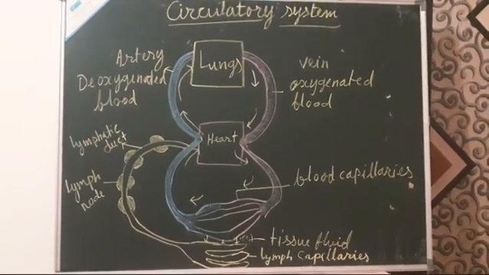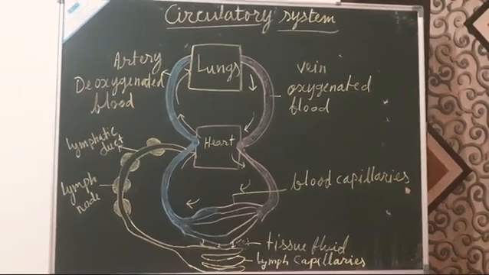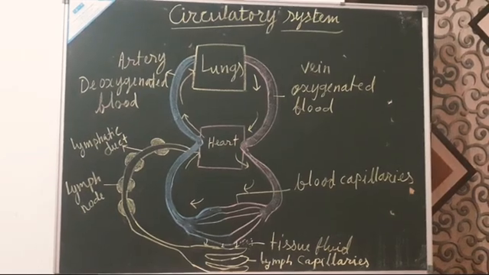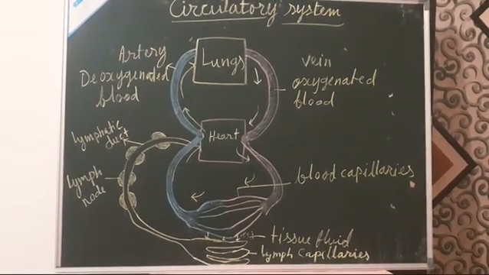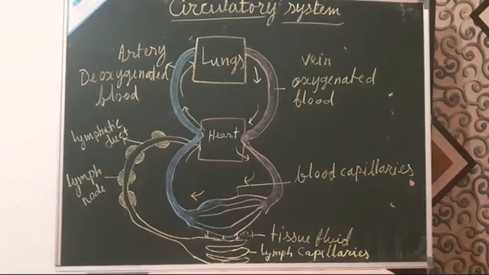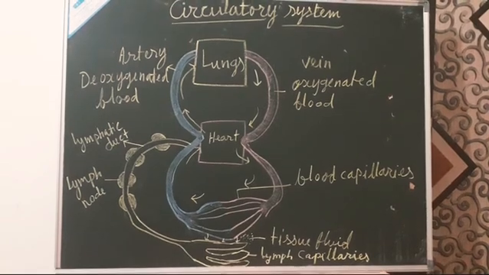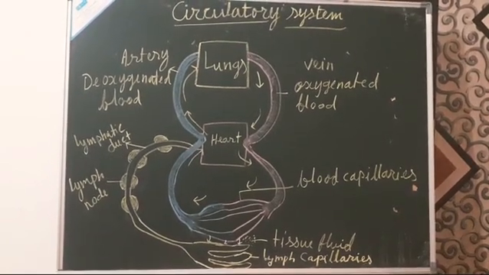Volume: an average adult human has 5 to 6 liters of blood in the body. The taste of the blood is salty. All of you might have tasted your own blood, especially when your tooth broke. At that time you might have tasted the blood. It tastes saltish.